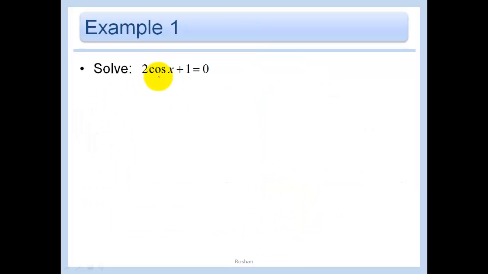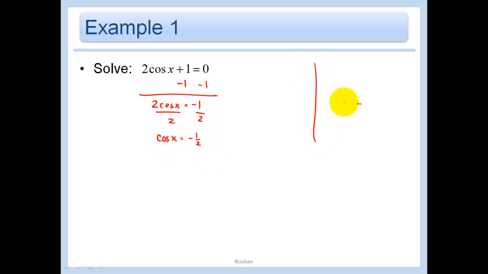When we go to solve 2 cosine x plus 1 equals 0, we do this like we've done all other problems. Subtract 1 first. 2 cosine x equals negative 1. Divide both sides by 2. Cosine x equals negative a half. That means where is the x coordinate negative 1/2? So look at your circle, and where is the x coordinate negative 1/2? Well, we have a triangle here, and we also have a triangle here.